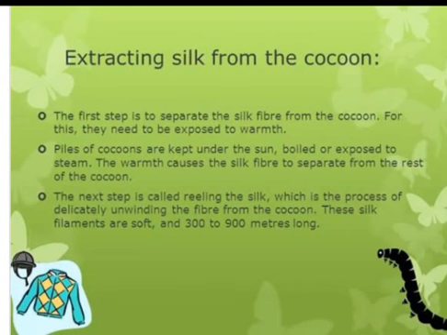The next step is called reeling the silk. After extracting the silk fiber from the cocoon, the next step is reeling, which is the process of delicately unwinding the fiber from the cocoon. These silk filaments are soft and 300 to 900 meters long. The silk fibers can be very long, from 300 to 900 meters.